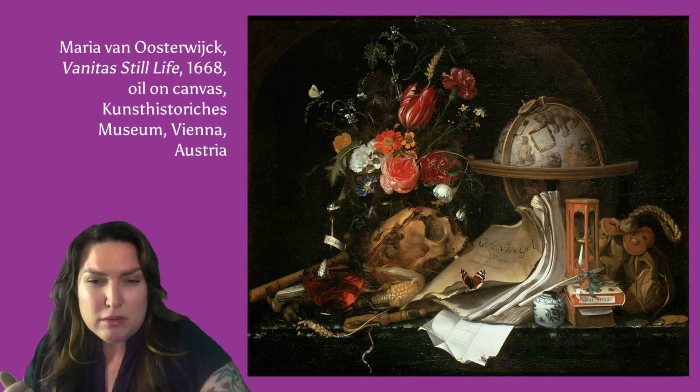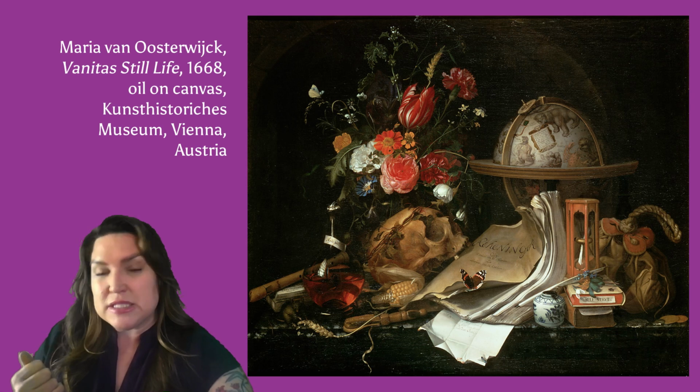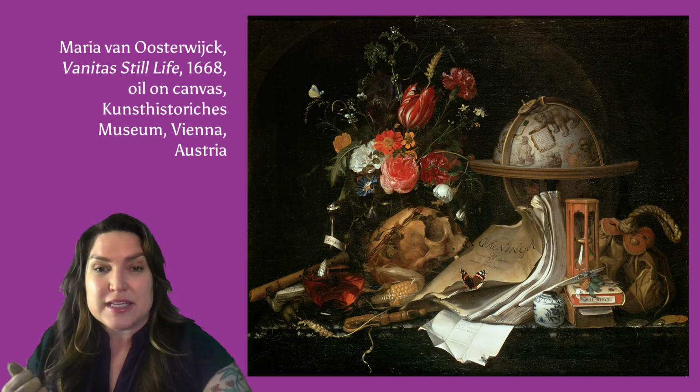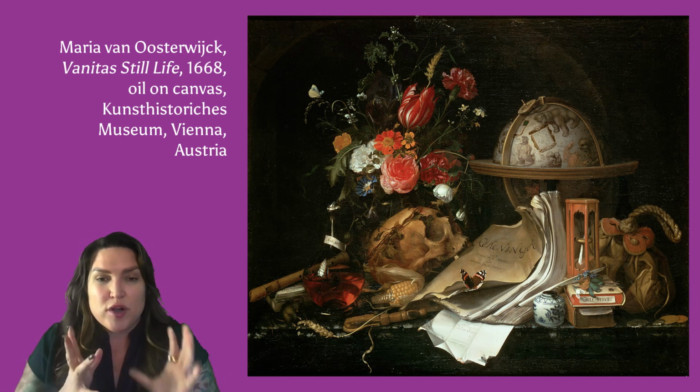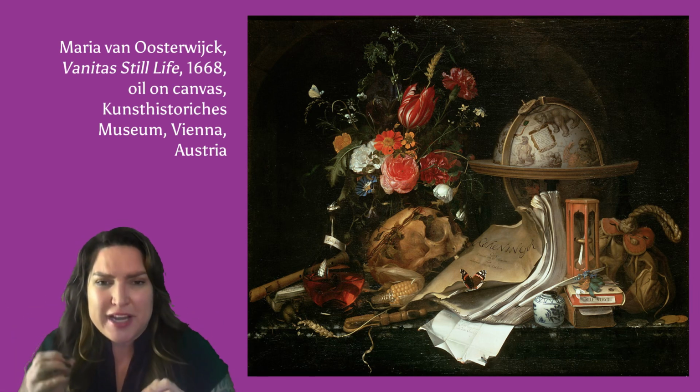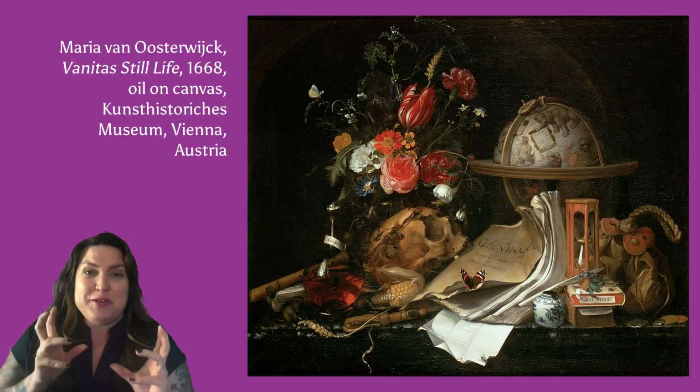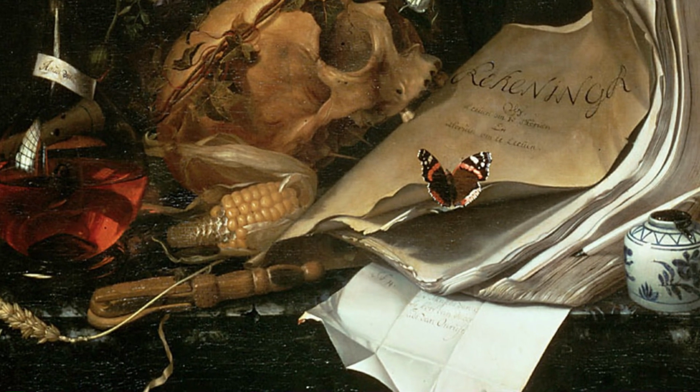So let's look at an example here. Here we are looking at Maria van Oosterwijk's still life with a vanitas theme from 1668. So what do we see? First thing I want to point out is that you can see a little corn on the cob. Why am I pointing this out?